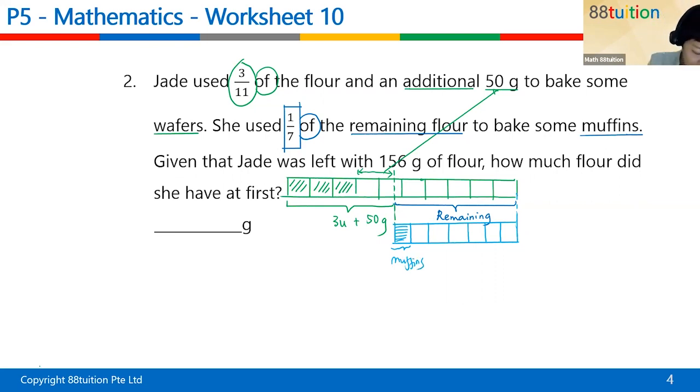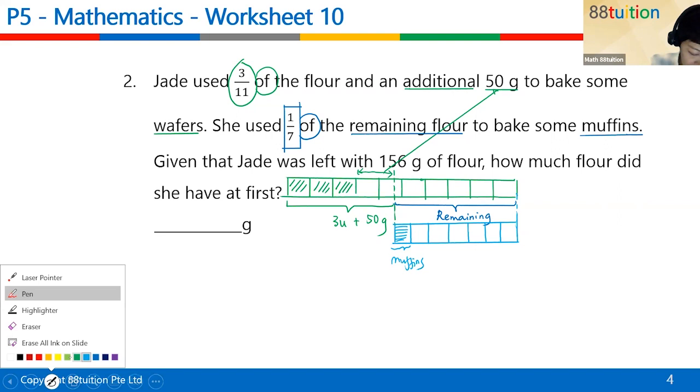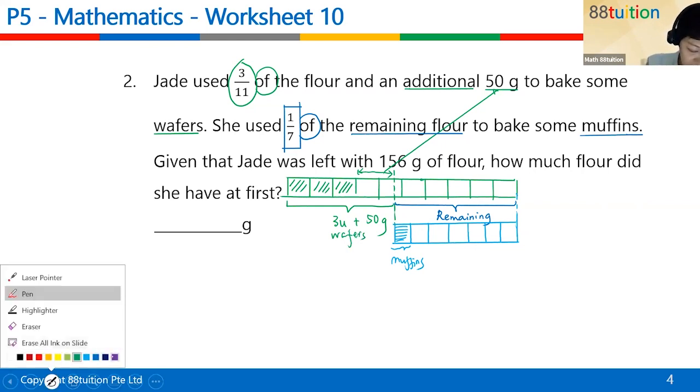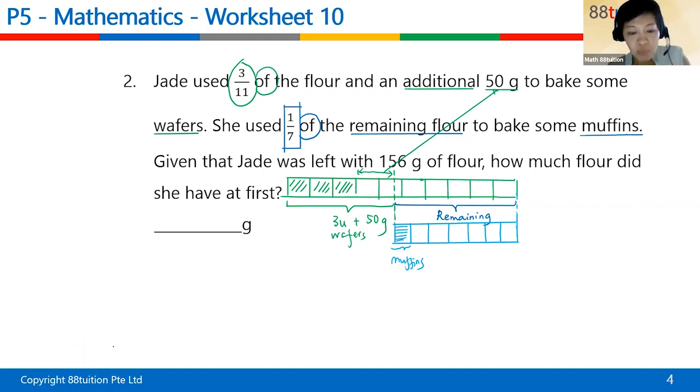Okay. But just now that one was what? Sorry, I forgot to write the name for it. It was to make some waffle. And this is muffin. Okay. Let's take a look at the remaining here. What was he left with? 156 grams. 156. Now I have a question.